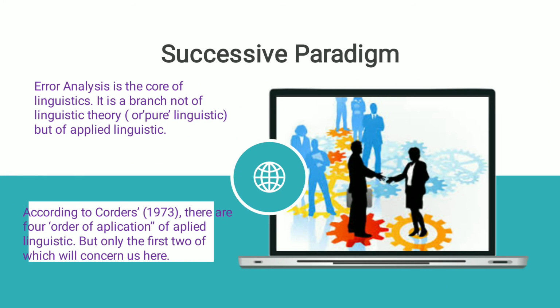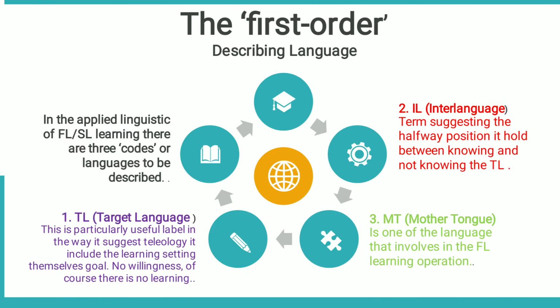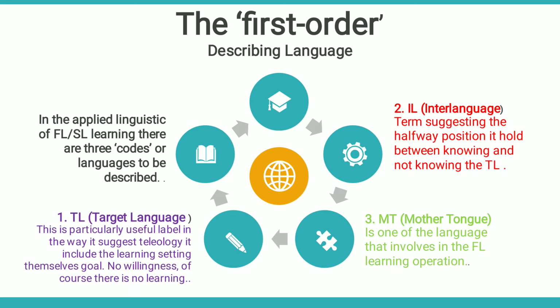Successive paradigm. Error analysis is the core of linguistics. It is a branch not of linguistic theory or pure linguistics, but of applied linguistics. According to Corder, 1973, there are 4 orders of application of applied linguistics, but only the first 2 of which will concern us here. The first order is describing language.